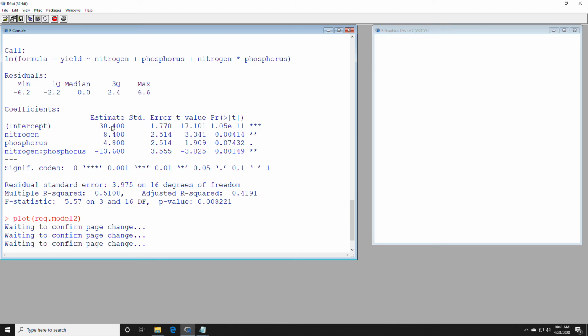Again, this is beta naught hat, beta 1 hat, beta 2 hat, beta 3 hat. Maybe beta naught hat might still be interpretable for when these are 0, but beta 1 and beta 2 lose their nice interpretations that they had before. And beta 3 is not interpretable either.